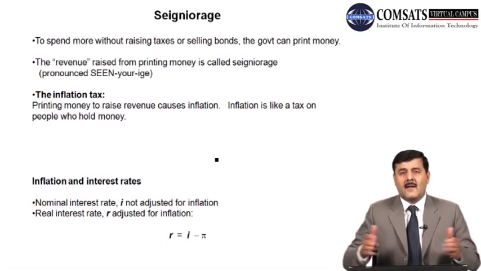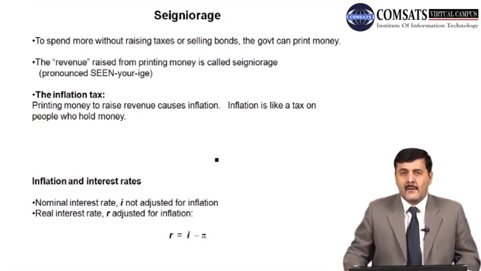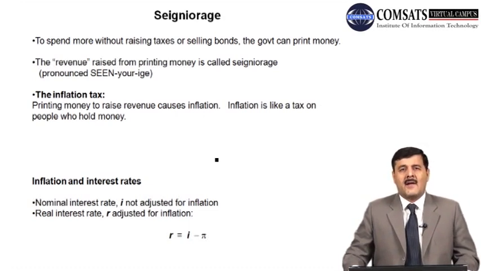Now how does the government, kis tarah se government usko finance karti hai, how do they finance that particular increase in government expenditure which is not met by the revenue from the taxes? Apna revenue badhane ke liye, to spend more without raising taxes or selling bonds, the government cannot raise revenue by selling bonds or by increasing taxes, and the government can print money to raise its revenue. That sort of situation is known as seigniorage, right?